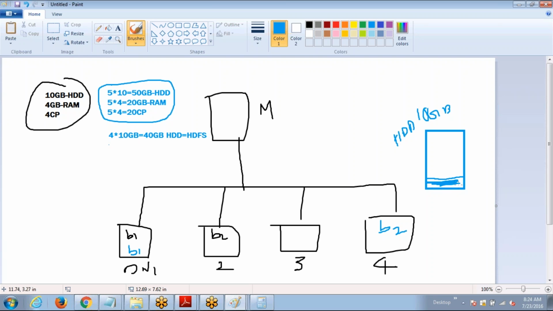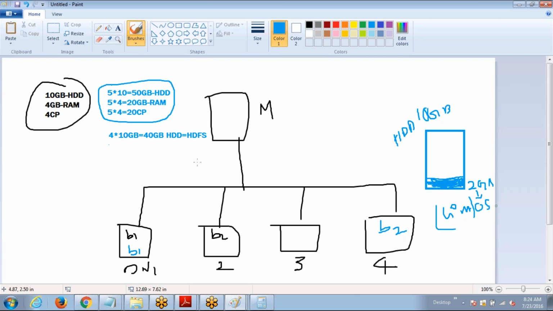Out of 10 GB, I am going to allocate probably 2 GB for my OS, Linux or Unix, whatever it is. I have allocated 2 GB of hard drive for my operating system, because without an operating system I cannot make use of that computer. That is the reason you have to have an operating system on the machine. Out of your 10 GB hard drive, the operating system itself uses 2 GB.